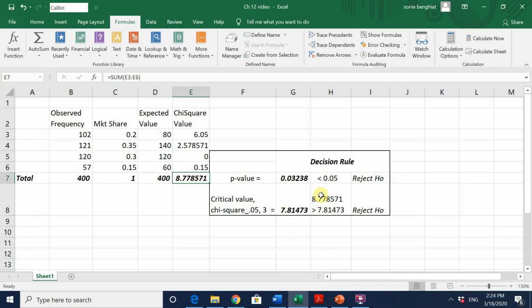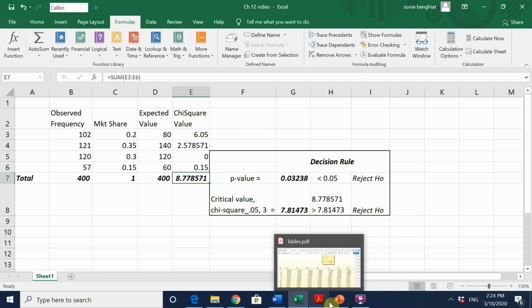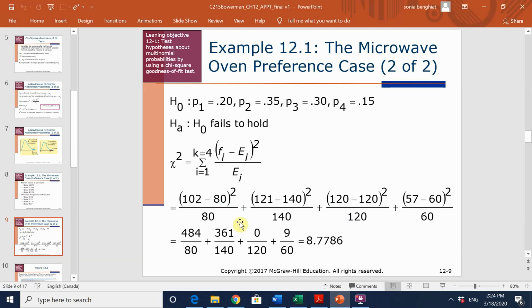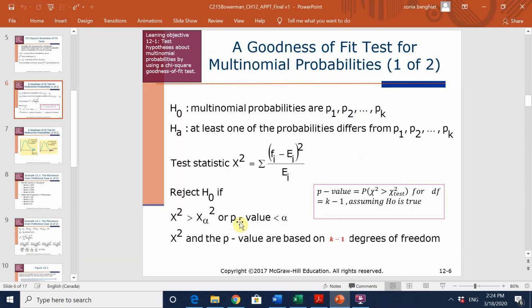I now compare my test statistic to my critical value, my critical chi-square, and I see that indeed my test statistic is greater than my critical chi-square value. Hence, I reject the null hypothesis, right? This is going along the rules that we saw before, right? This is it over here.